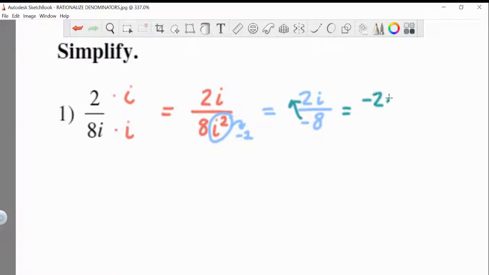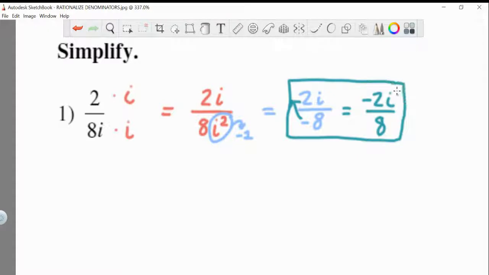So maybe we like this better, which is simply putting the negative on top instead of in the bottom. Now, again, these two things are the same. And we've accomplished our goal of getting rid of the i's in the denominator. So we're kind of happy over here. But it's not the best answer. This one's certainly getting better.